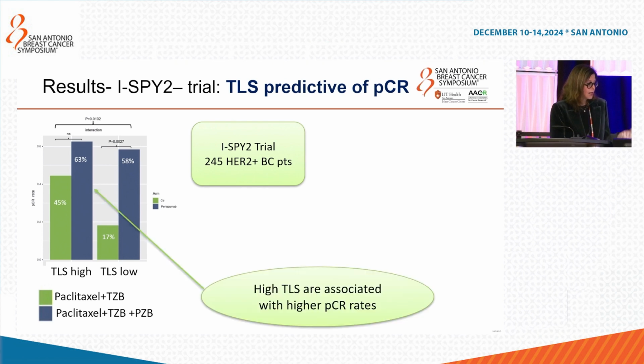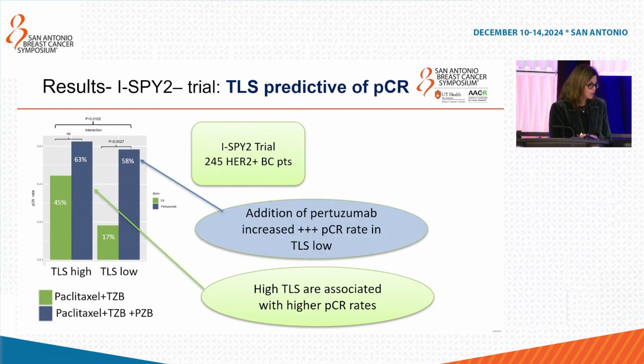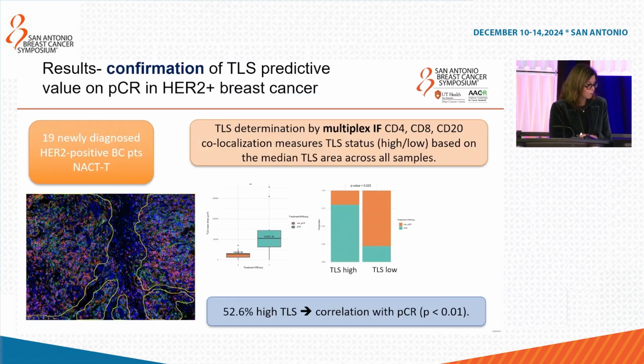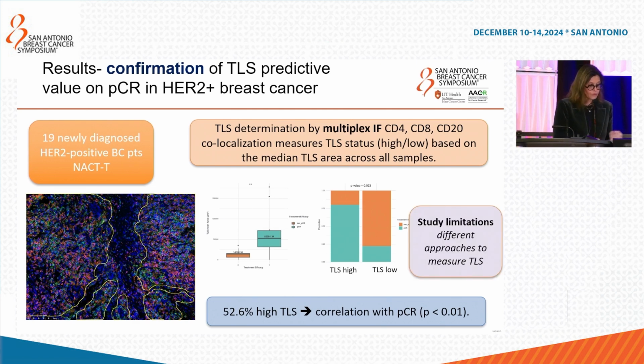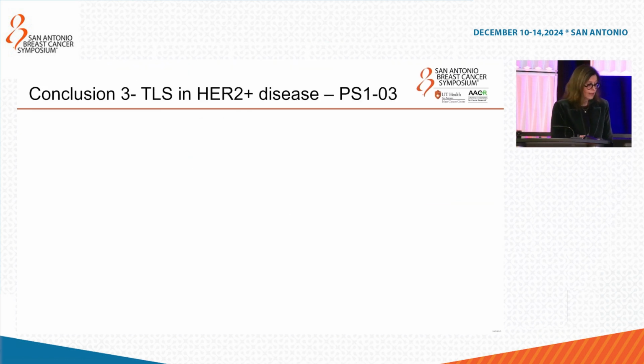You can see here, high TLS were associated with the higher PCR rates, but the addition of pertuzumab increased PCR rate in TLS low. And in their biopsies, in 19 cases, they determined TLS by multiplex immunofluorescence, and they showed also a very high correlation with PCR, but they had half of their biopsies with high TLS. So the study limitation here is different approaches to measure TLS, showing the lack of standardization.